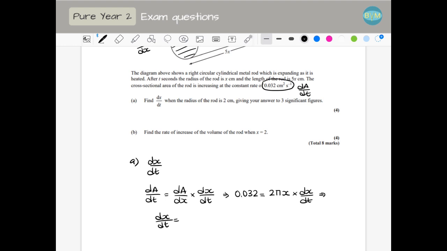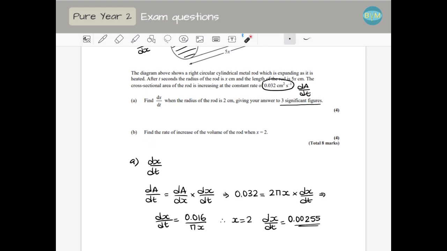And from here, dx by dt is 0.016 divided by pi x, which means that when x is 2 centimeters, just substituting x by 2, I have 0.008 divided by pi. They asked me to round to 3 significant figures, and that is 0.00255. And that's it, that's the rate of change.